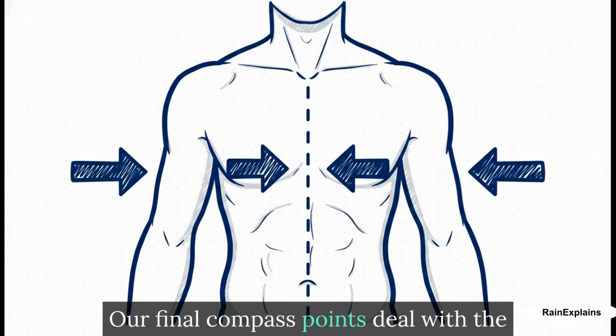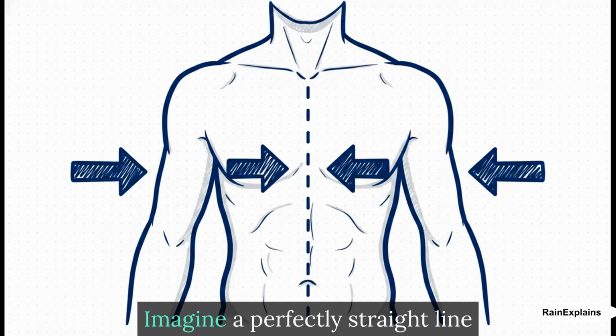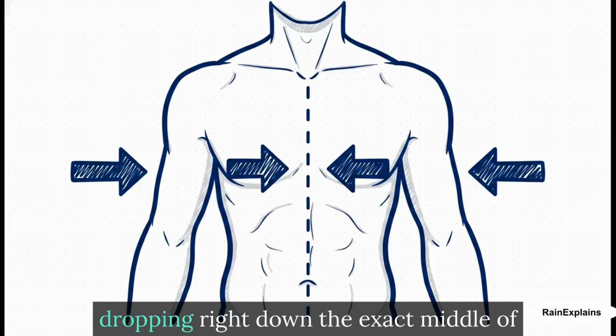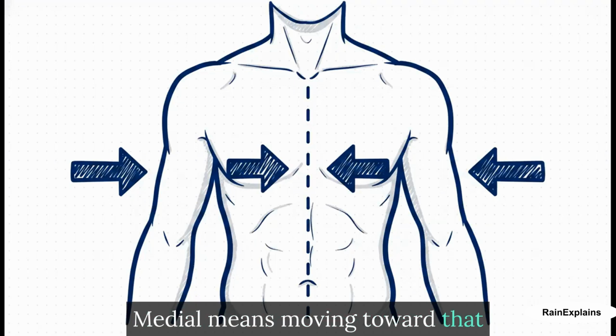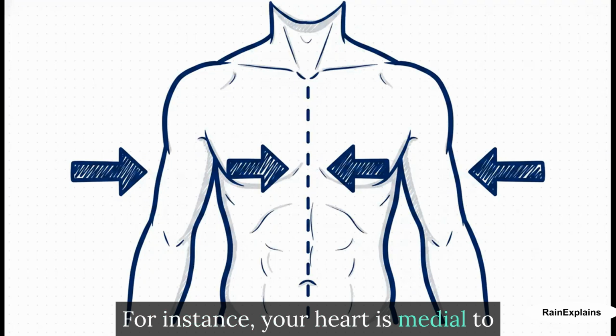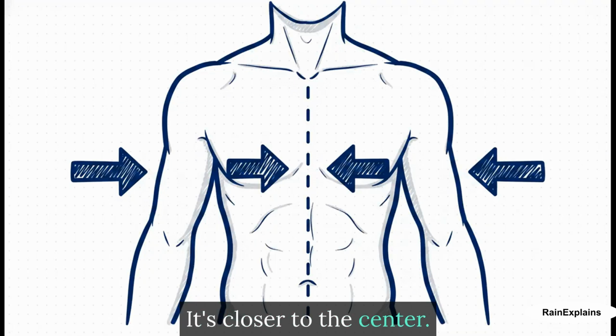Our final compass points deal with the very center of the body. Imagine a perfectly straight line dropping right down the exact middle of your body. Medial means moving toward that midline. For instance, your heart is medial to your lungs. It's closer to the center.